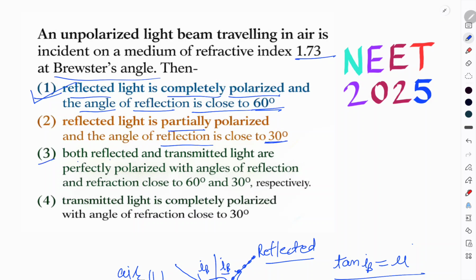In the third option, both reflected and transmitted light are perfectly polarized. No, only reflected light will be polarized, and the angle of reflection and refraction close to 60 and 30 respectively. Okay, it may or may not be right, but the first statement is wrong, so this is also wrong. And here, transmitted light is completely polarized with angle of refraction close to 30. No. Okay, so we can say that only option 1 is correct. So that is our right answer. I hope you got it. Thank you very much.